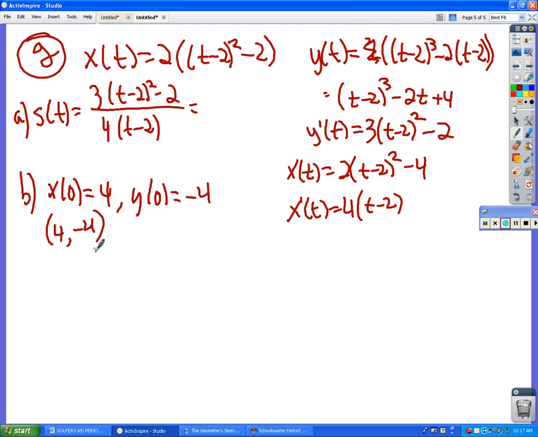Okay, and then what is s of 0? So now I have to plug 0 into this derivative here. If I plug 0 in here, negative 2 squared is 4, times 3 is 12, 12 minus 2 is 10, over negative 2 times 4 is negative 8, so 10 over negative 8 is negative 5/4. Okay? Why do we care?